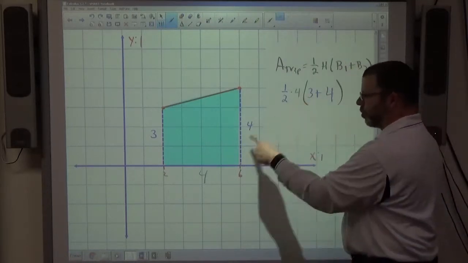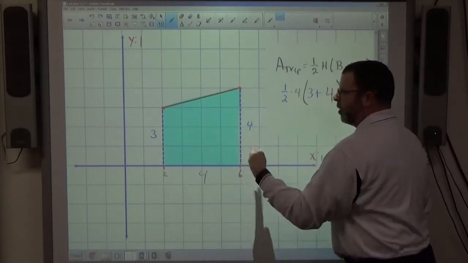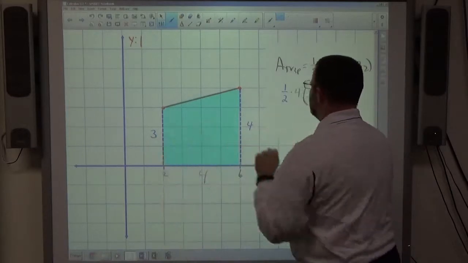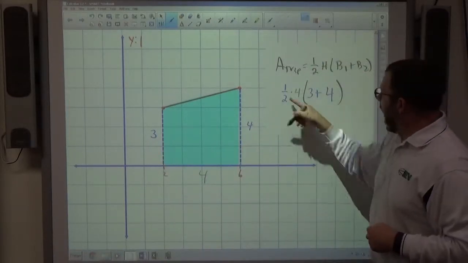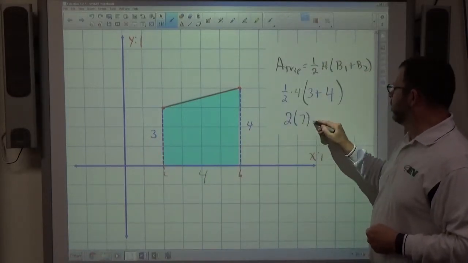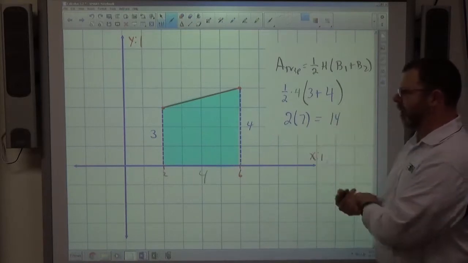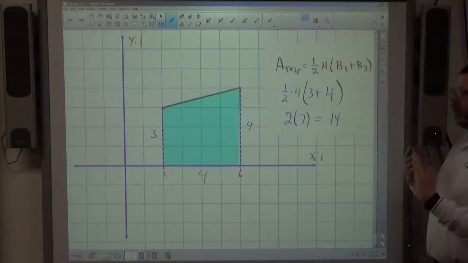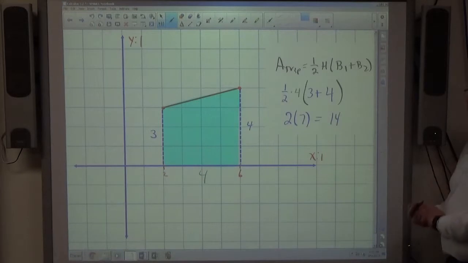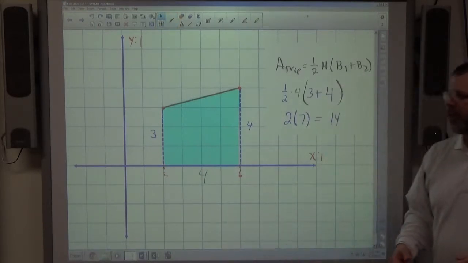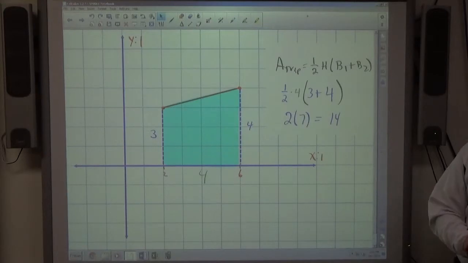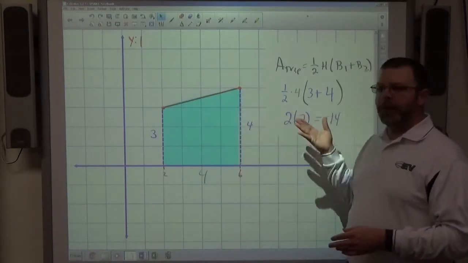So this 4 is that for the height, the distance between the bases, the 3 and the 4 are these two bases. So half of 4 is 2, 3 plus 4 is 7, 2 times 7 is 14, so that area, that would be 14. So again, if you get a problem that would create that picture, you find the area of the trapezoid. Again, straight lines either make triangles or trapezoids. And again, if everything's above the x-axis, you only have to find one area.